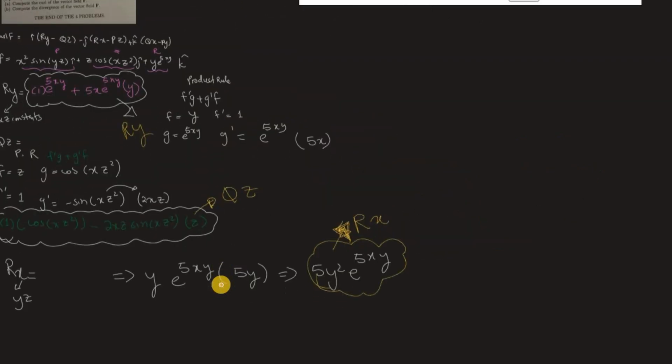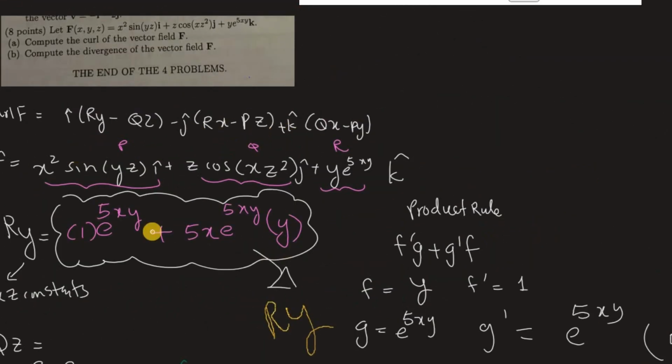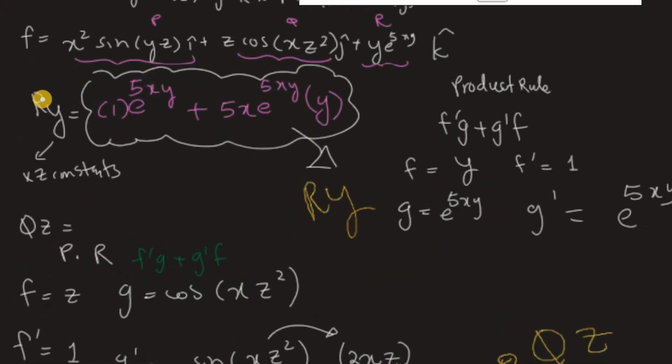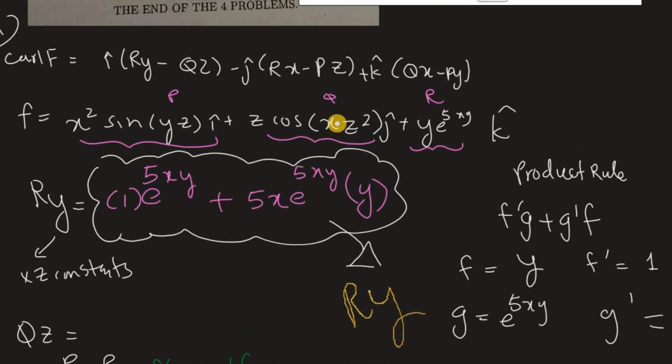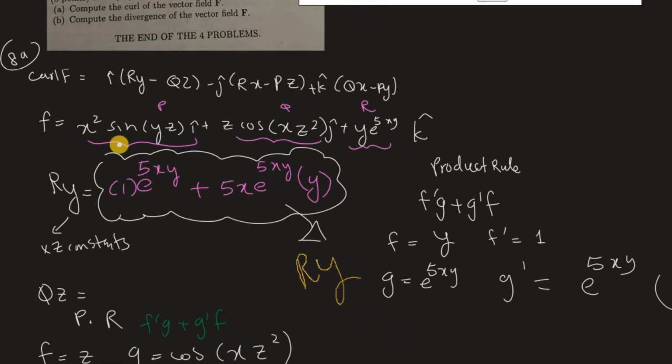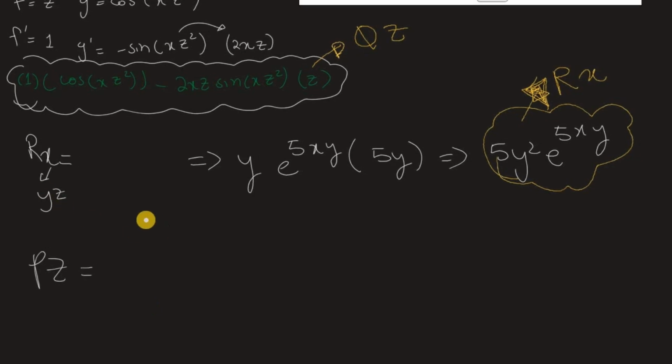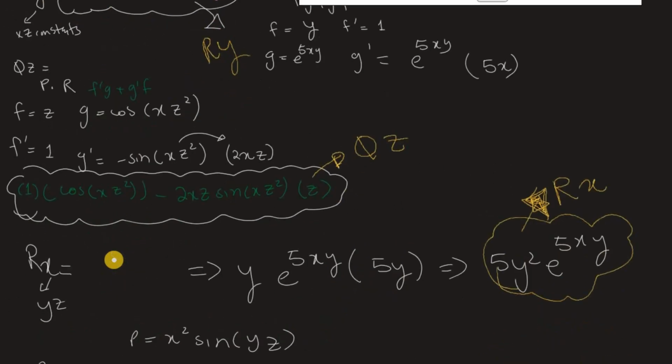Okay, so we just calculated r of x. What do we need next? We need pz next, the function p with respect to z. Now where is the function p over here? So we have function p as x squared sine of yz. It's correct, right? X squared sine of yz.